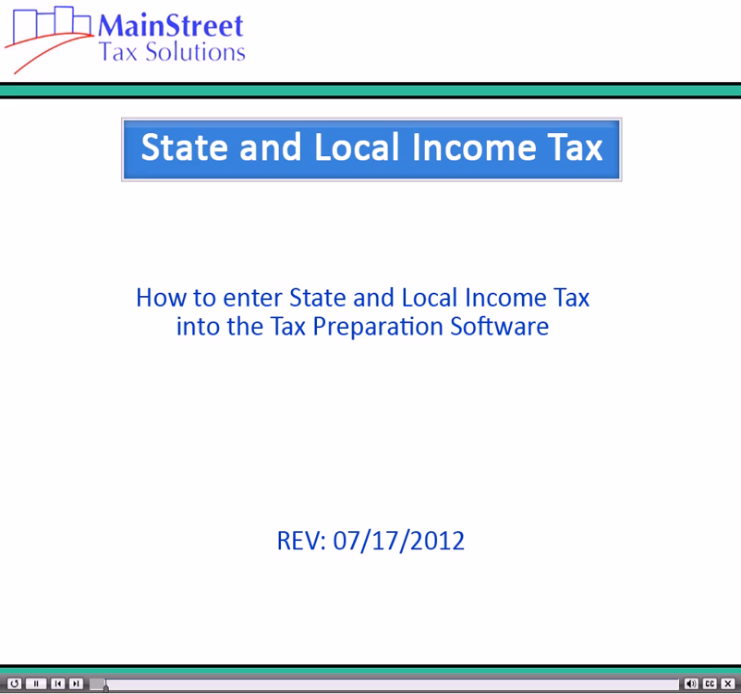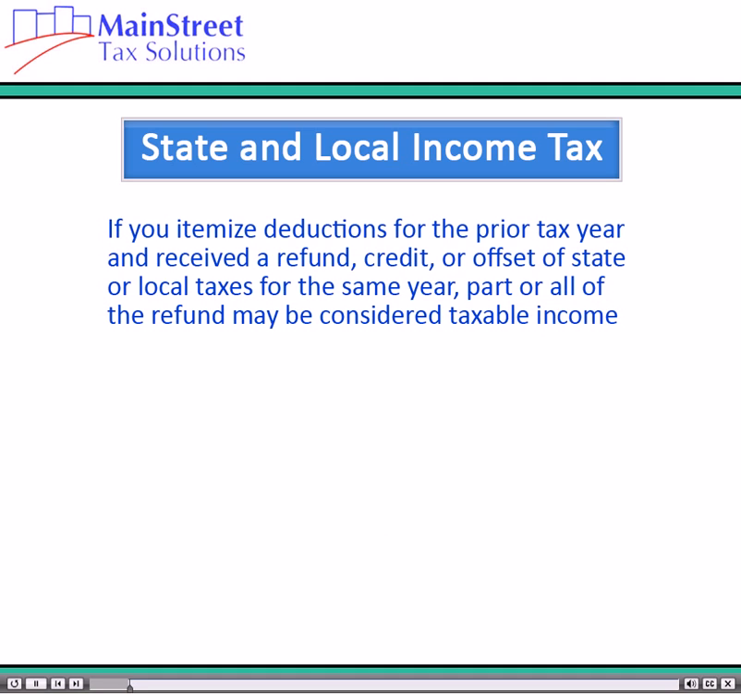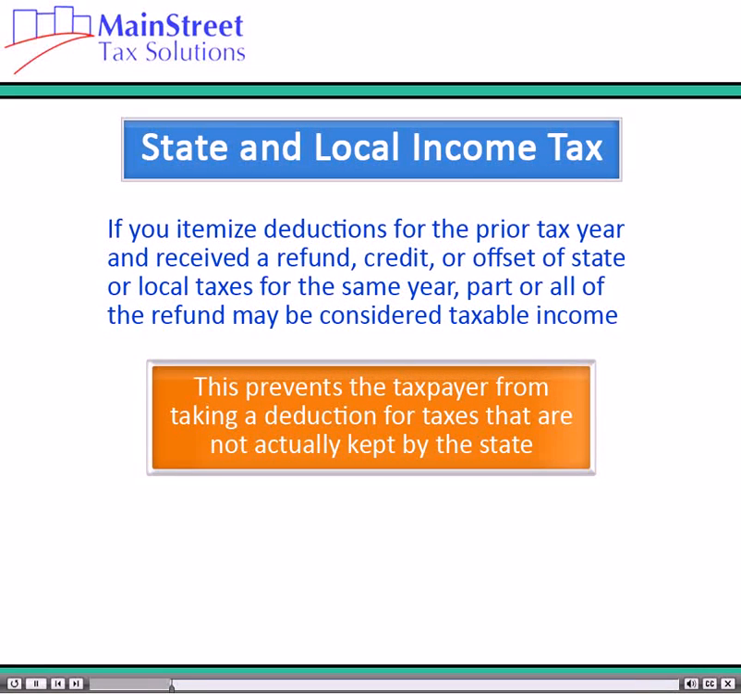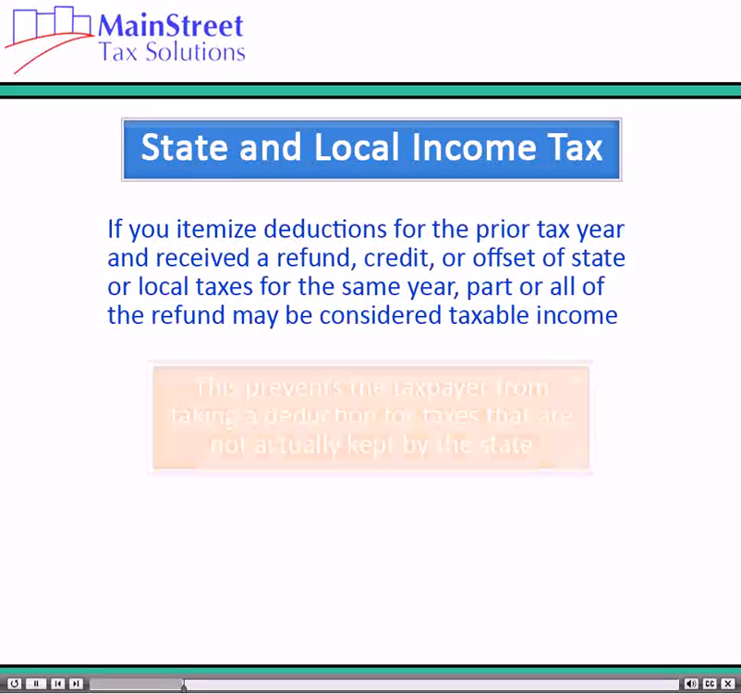In this tutorial, we will walk you through how to enter taxable refunds, credits, or offsets of state and local income taxes into the tax preparation software. If you itemized deductions for the prior tax year and received a refund, credit, or offset of state or local taxes for the same year, part or all of the refund may be considered taxable income. This prevents the taxpayer from taking a deduction for taxes that are not actually kept by the state.